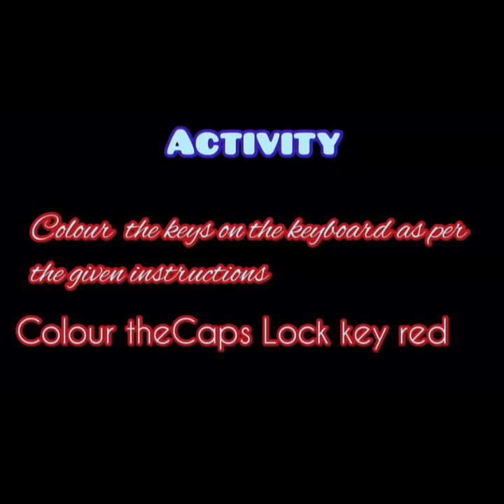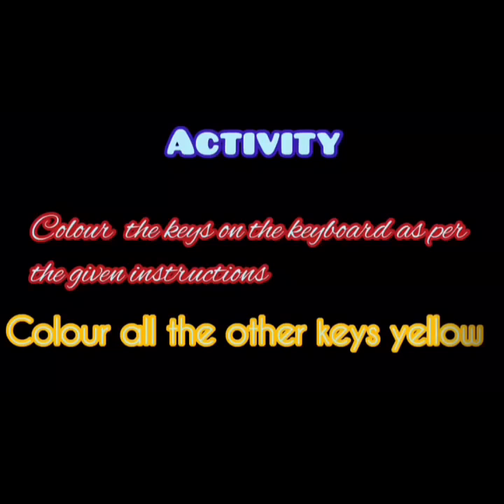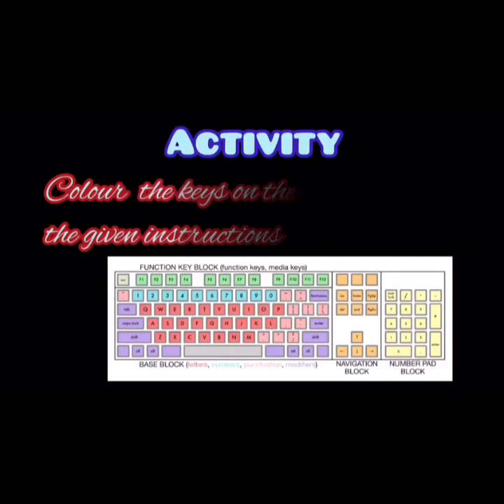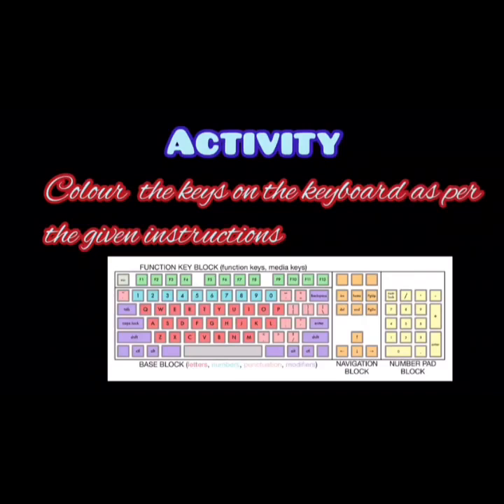Next, color the caps lock key in red. You have to color the caps lock key, which is in the left corner, in red. And all the rest of the keys you have to color in yellow. So the keyboard should be colored accordingly and it will look like this. That is the activity on page number 34 of your textbook.